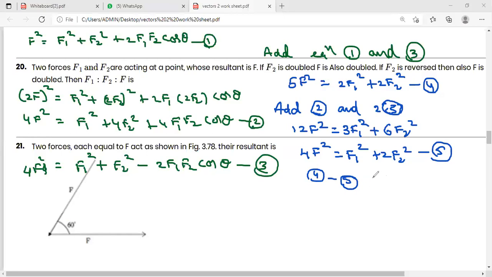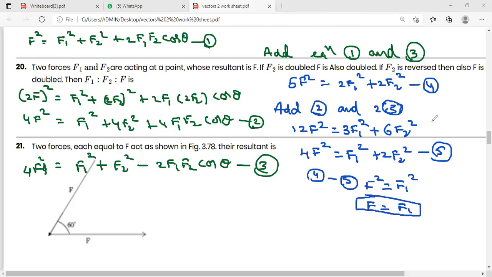5F square minus 4F square will be F square, equal to 2F2 square minus 2F2 square, which is 0, and F1 square. That means what is F square equal to? F1 square, we got. That means F and F1 both are same only, na? Yes, sir. So the first relation, F equal to F1, you can get.